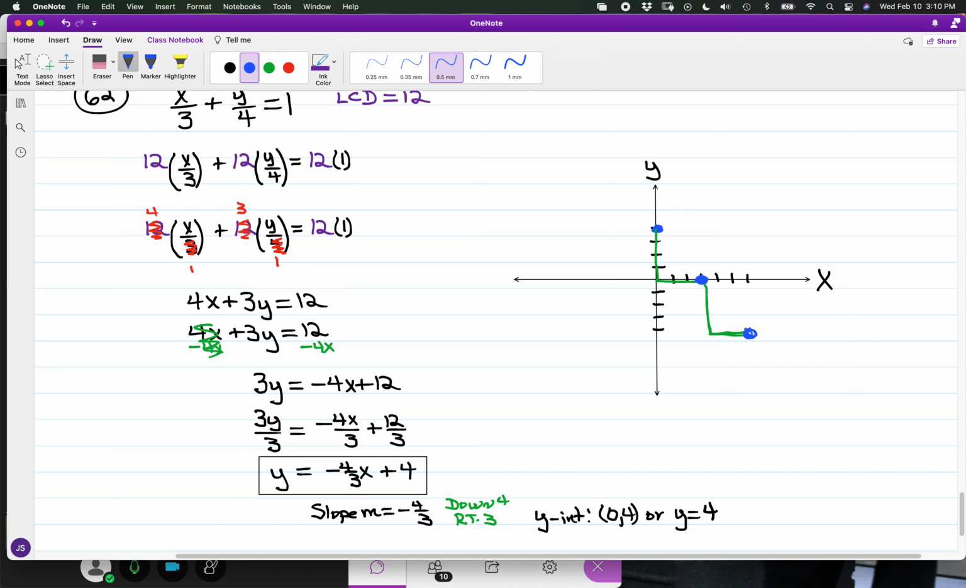I have another point. So we're going from 0, 4 to 3, 0, and then we'll have 6, negative 4. So again, y is going down 4 at a time, from 4 to 0 to negative 4, while x increases 3 units at a time. So we have 0 plus 3 is 3, 3 plus 3 is 6.